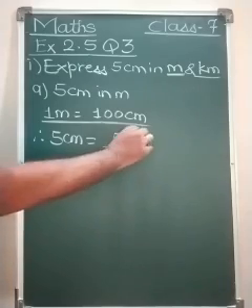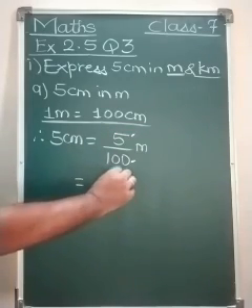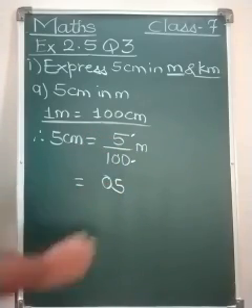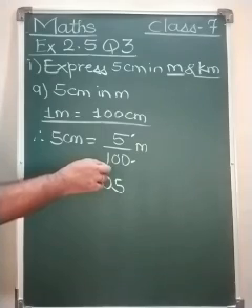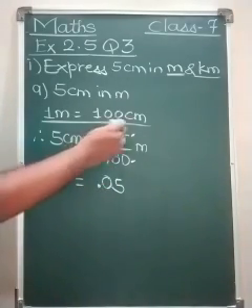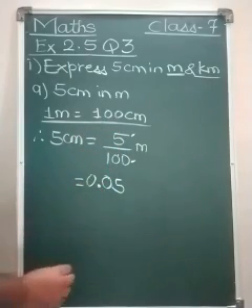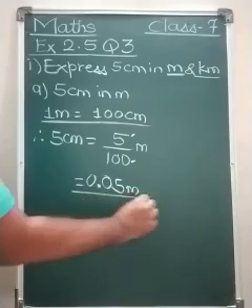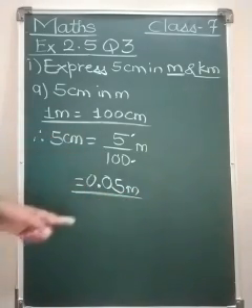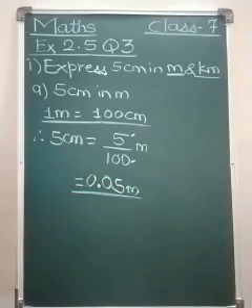For this 0, we will write down 5. For this 0, no number is there, so we will write down the 0 as it is. Now 1 comes. When 1 comes, we will give a decimal point and no other number is remaining, so we will write down 0. So 0.05 meters. So 5 centimeters equals 0.05 meters.